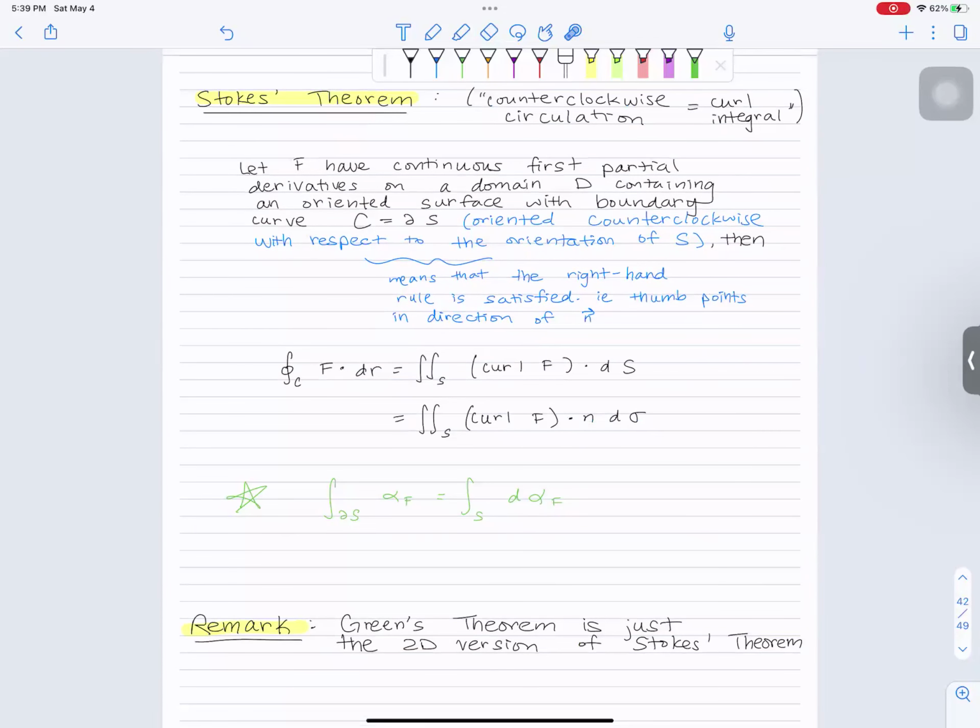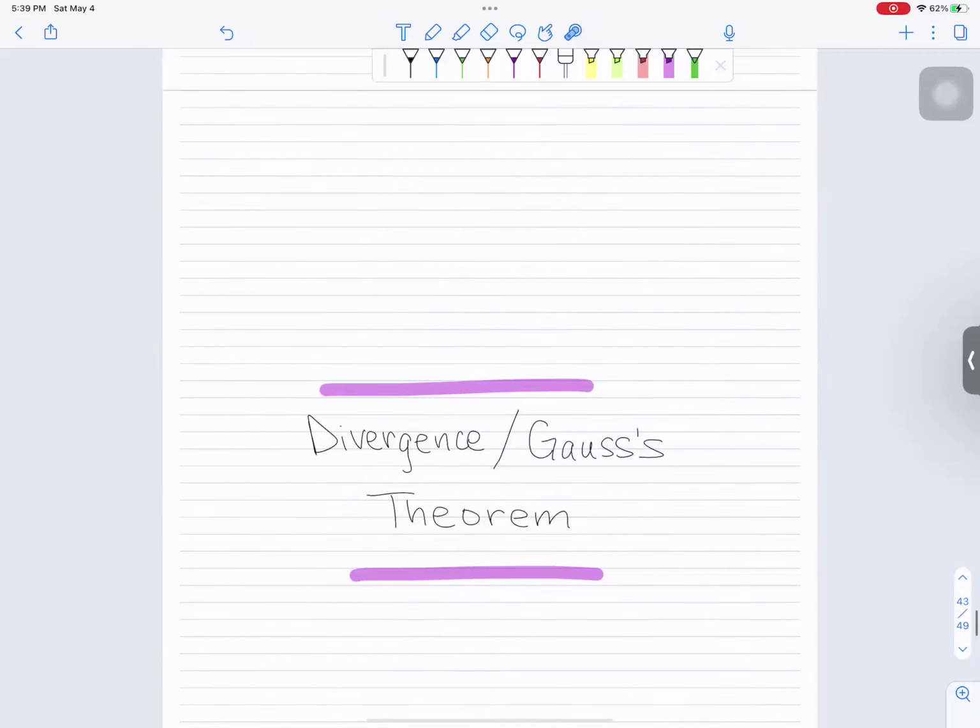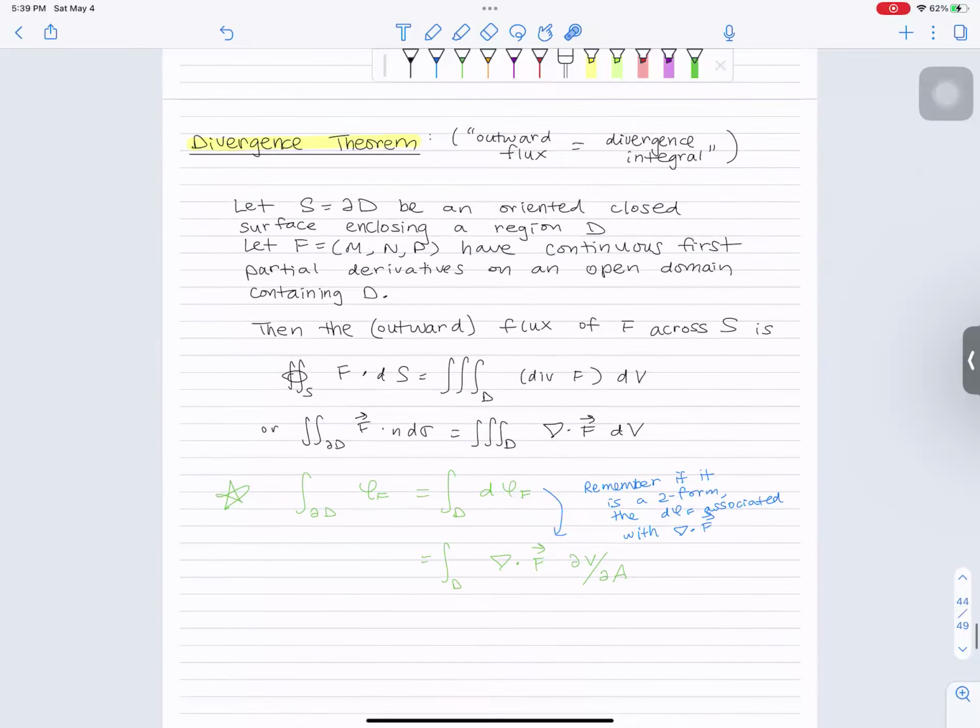Stokes' theorem is the 3D version of Green's theorem. So Green's theorem is the same thing, just in 2D. Another way of writing Stokes' theorem in the forms language is that the integral of this form is equal to the integral of the derivative of that form. Divergence theorem, or Gauss's theorem, is where you want to take the divergence in your integrand.